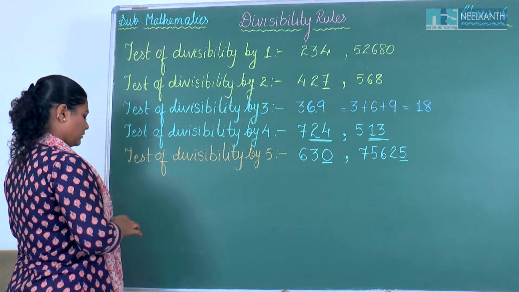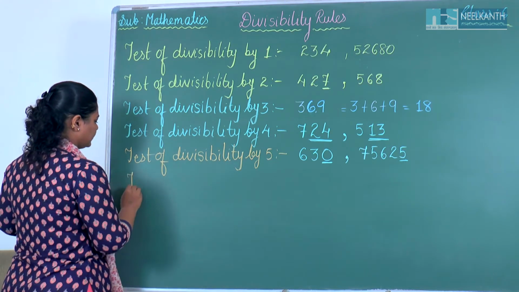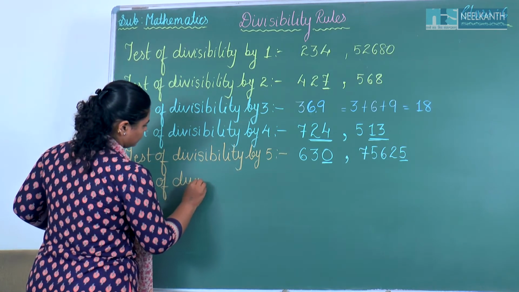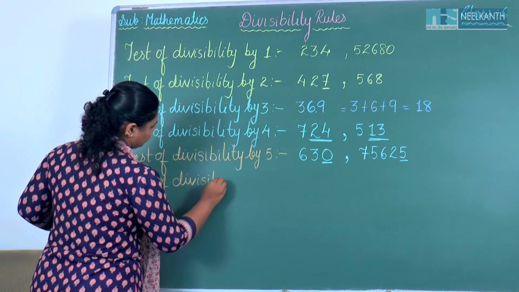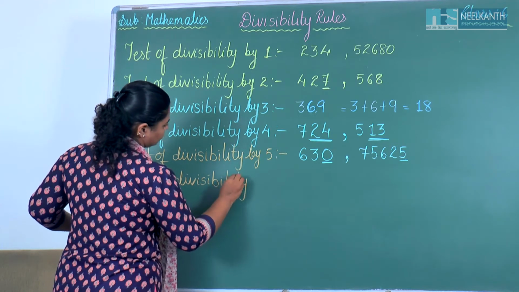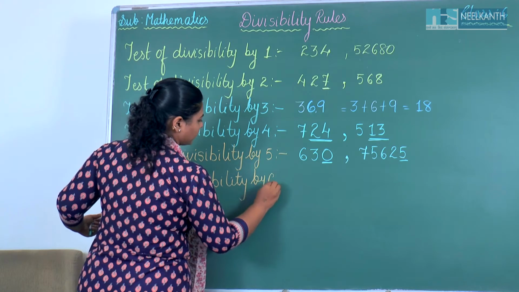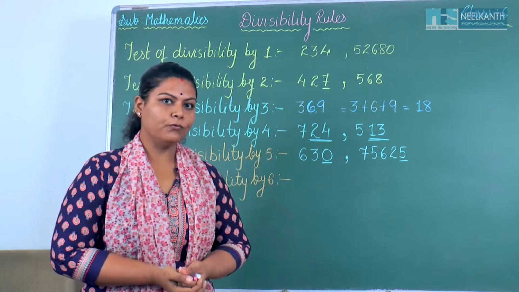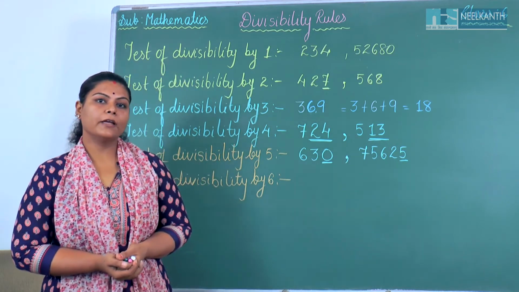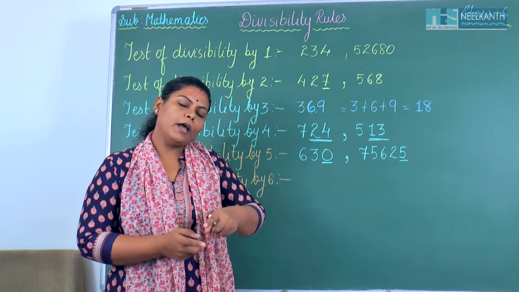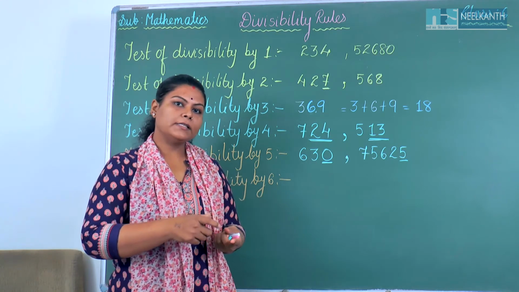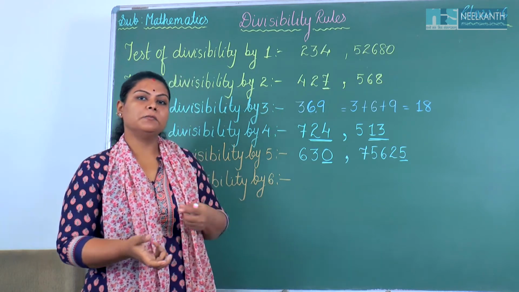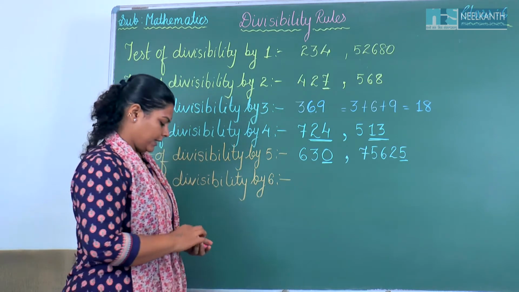Let's check test of divisibility by 6. Okay, for number 6 there is no new rule, but we have to check both the divisibility rules of 2 and 3. If the number is divisible by 2 and also by 3, then that number is divisible by 6, right? So let's check.